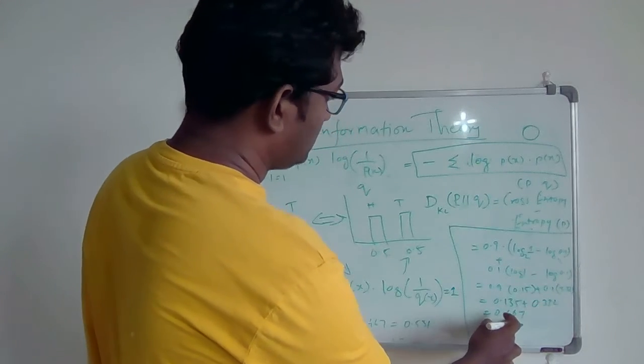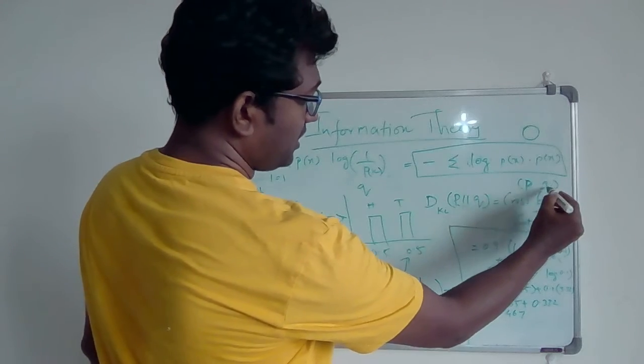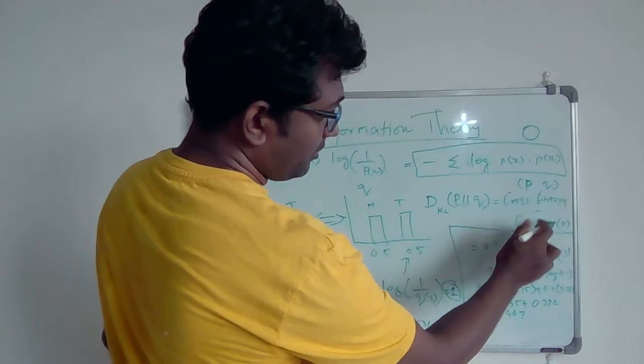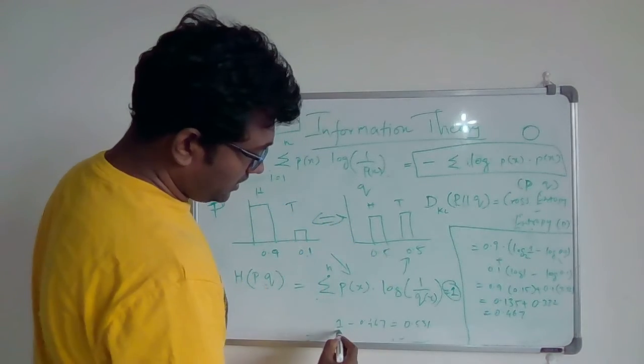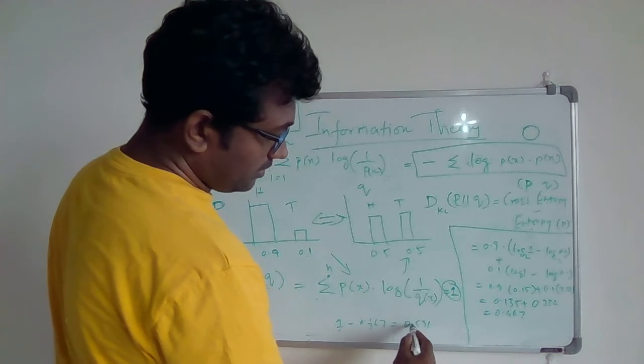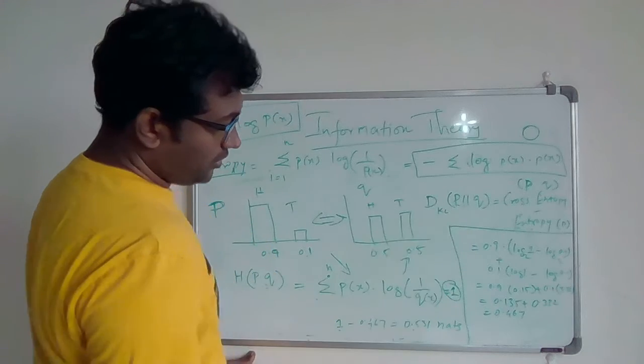Okay, this part is the entropy of P. This is the cross entropy between P and Q, that is 1. Now if you subtract entropy minus cross entropy, this is entropy, this is cross entropy, we get 0.531 nats. That's the unit of KL divergence.